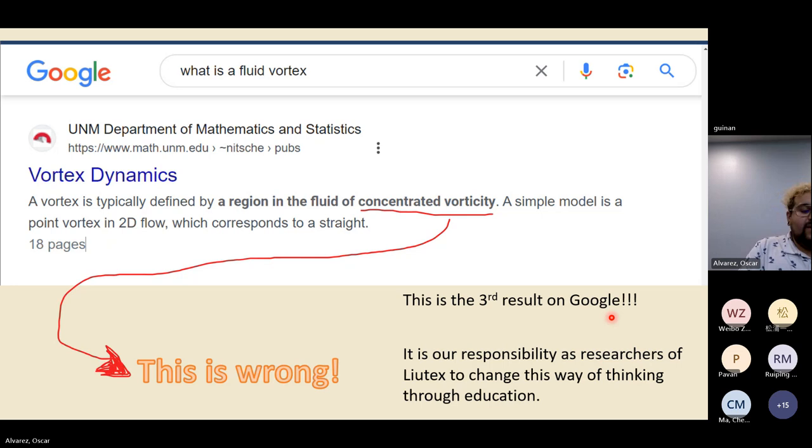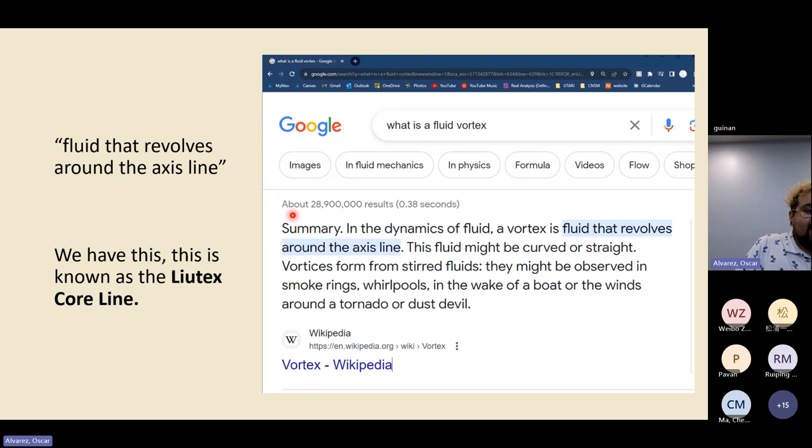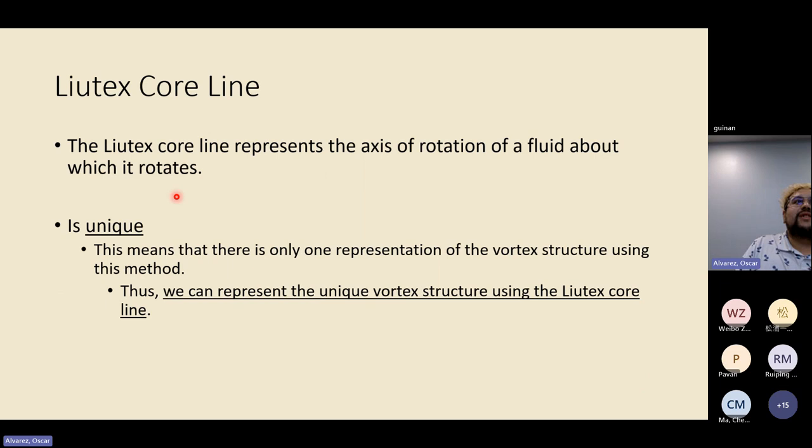Liutex represents the pure rotation in a fluid without contamination of shear. A vortex is described as rotation. That's what we see it as. So let's look at the definition of a vortex again: a fluid that revolves around an axis line. This is known as the Liutex core line. The Liutex core line represents the axis of rotation of a fluid about which it rotates. It is unique. This means that there is only one representation of the vortex structure using this method. Thus, we can represent the unique vortex structure using the Liutex core line.